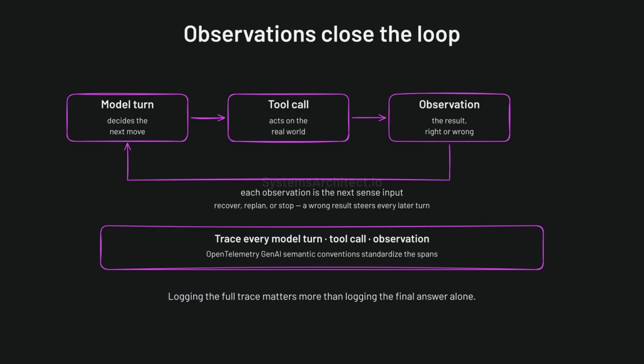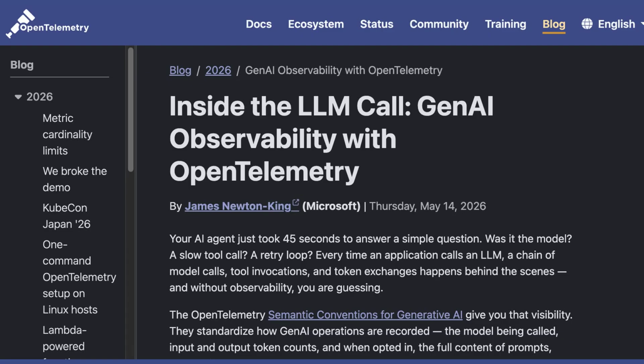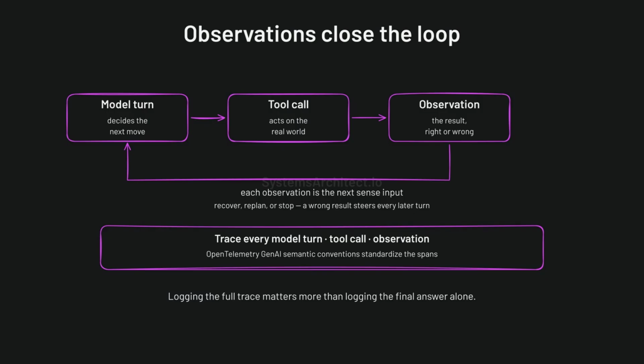Each observation becomes the next sense input. Then the model can recover, replan, or stop. Where do failures compound? Failures compound here. A wrong search result can send the next turn down the wrong path. Logging the full trace matters more than logging the final answer alone. Trace every model turn, tool call, and observation when you debug production runs. OpenTelemetry GenAI semantic conventions now standardize spans for model calls, tool calls, and agent orchestration. That loop is not a black box.